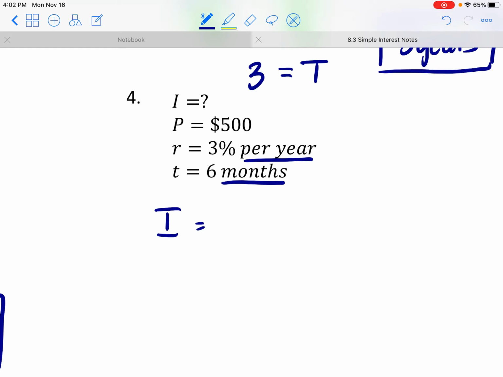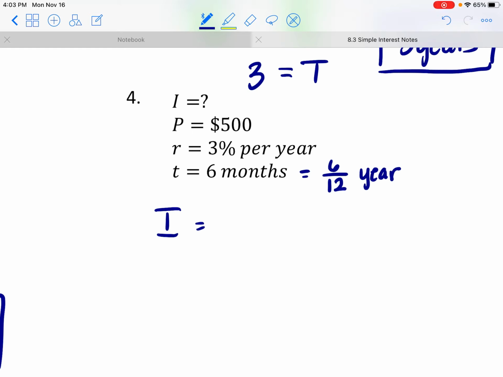So we either have to convert the rate to a time in months, or we have to convert the time to a time in years, which I think would be easier to do. 6 months is how much out of the year? Well, that's 6 months out of the 12 months for a year. So 6/12ths of a year, or half of the year.